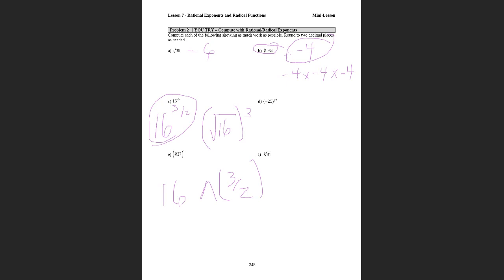So the square root of 16 is 4. So we have 4 cubed, which is what? 64. So that's how you work out these kinds of problems. I hope that this is helping. Practice, practice, practice. That's the only way you're going to remember this, or get better at these things. All right, let's keep going on.